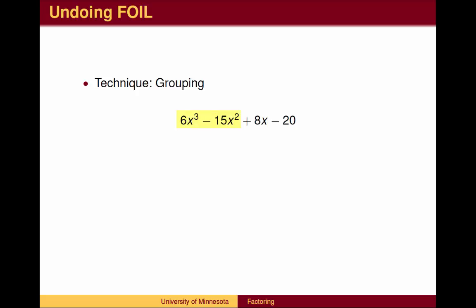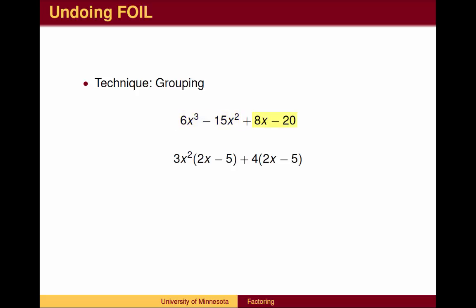We break the problem into 2 halves. First, look for a common factor among the first 2 terms. In this case, both 6x cubed and 15x squared have a factor of 3x squared. We factor the 3x squared out of the first 2 terms. We find that the remaining factor is 2x minus 5.